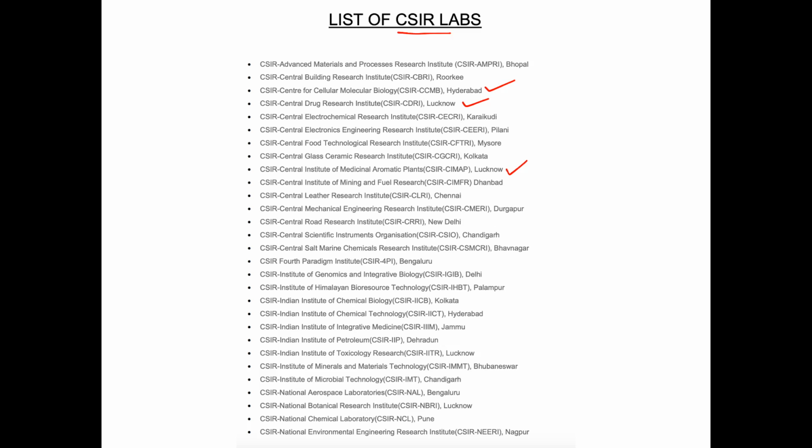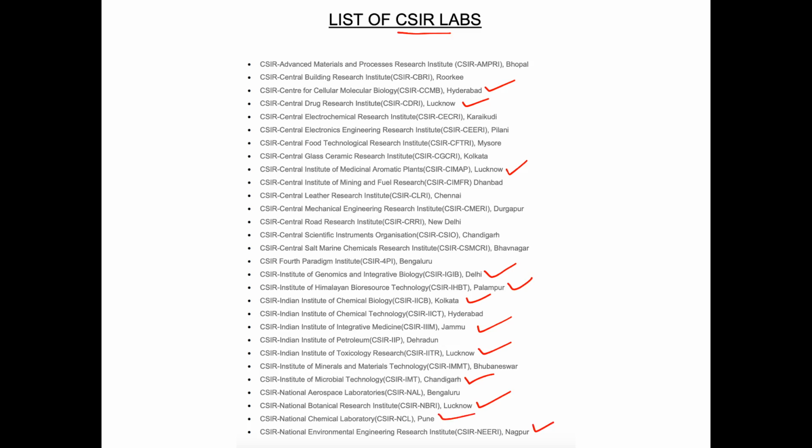Next is the Institute of Genomics and Integrative Biology, CSIR-IGIB, New Delhi, which is working specifically in the field of genomics. And next is the Institute of Himalayan Bioresource Technology, IHBT, Palampur. Institute of Chemical Biology, Kolkata. And Indian Institute of Integrative Medicine, IIIM, Jammu. And Indian Institute of Toxicology Research, IITR, Lucknow. And next is the Institute of Microbial Technology, IMTech, Chandigarh. And the Botanical Research Institute, Lucknow. And National Chemical Laboratory, Pune, and National Environmental Engineering Research Institute in Nagpur.